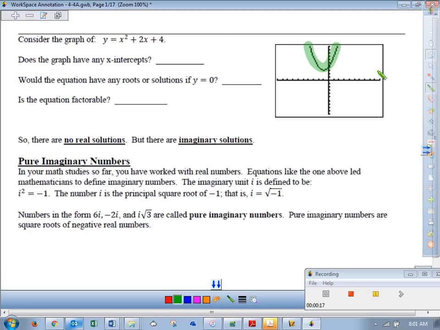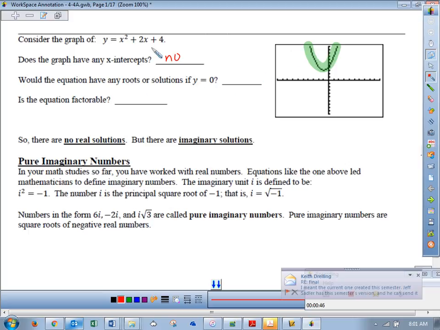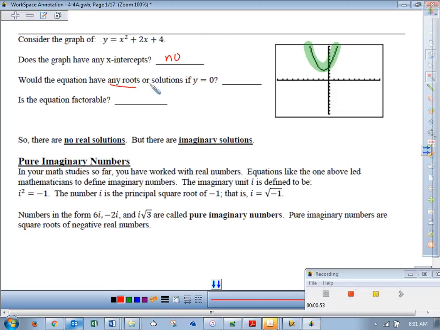Here's a parabola. Where does it cross the x-axis? Here's the x-axis, by the way. It doesn't, right? So does the graph have any x-intercepts, yes or no? No. Would the equation have any roots or solutions if y equals 0? Remember, if we tried to solve this by factoring, by the quadratic formula, or by completing the square, we'd want to find the roots or the solutions. If y equals 0, we put 0 in for y and try to solve that.